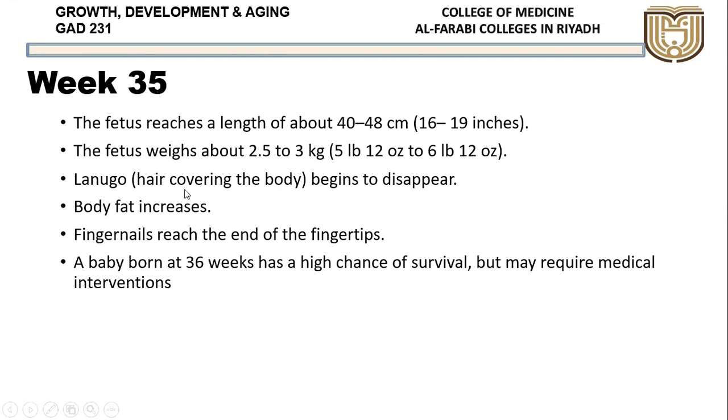The lanugo, that is hair covering the body, begins to disappear. Now if you see here, the lanugo, which were the temporary hairs that had developed on the skull and the body, now start disappearing, especially from the body. They will start shedding.